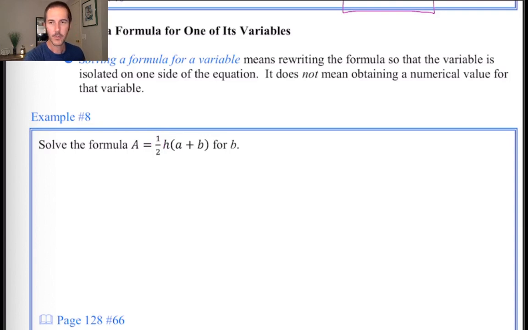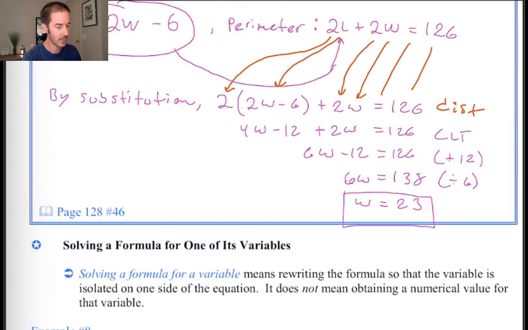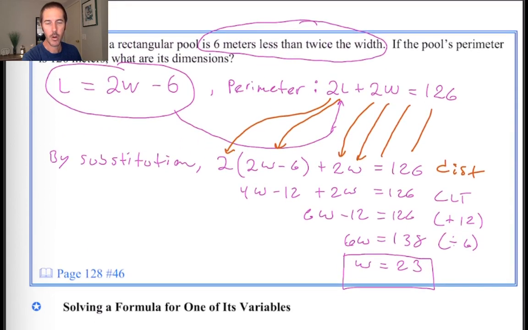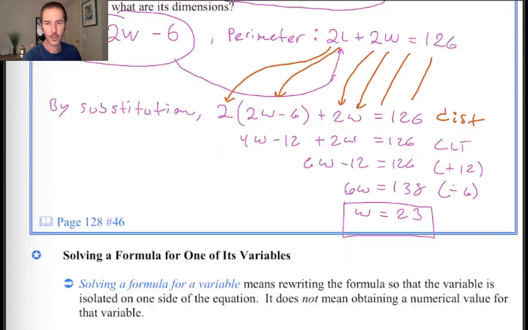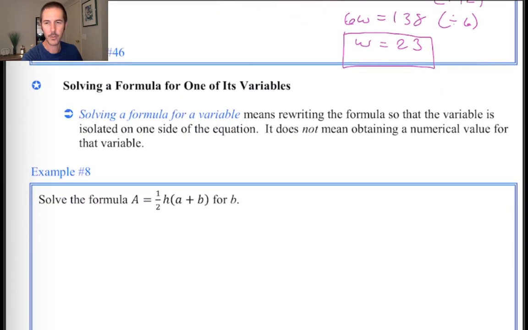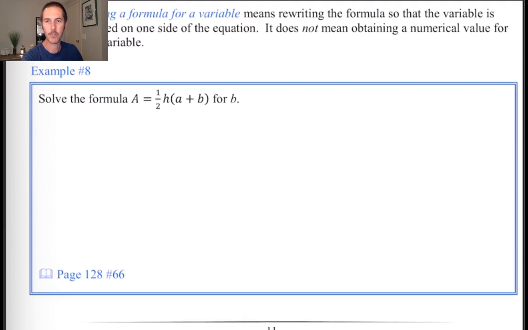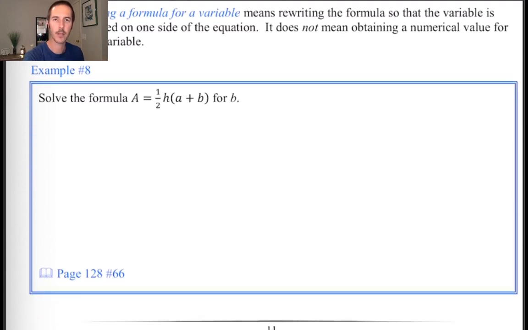In order to solve this for B, just like solving for X or solving for W like we did up here, the goal is to get that variable all alone on one side of the equation. So is it possible that we could leave this lowercase b right where it is and just move everything else over to the left-hand side of the equation? Yeah, I think we can. Let's give that a shot.